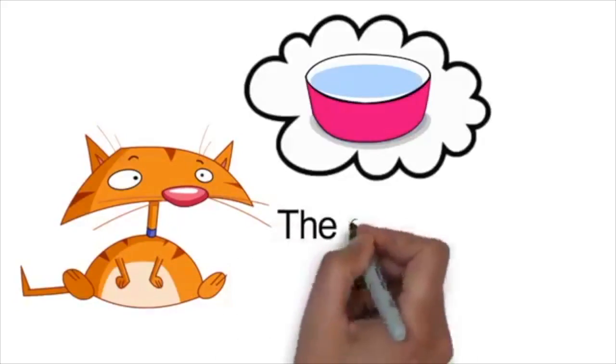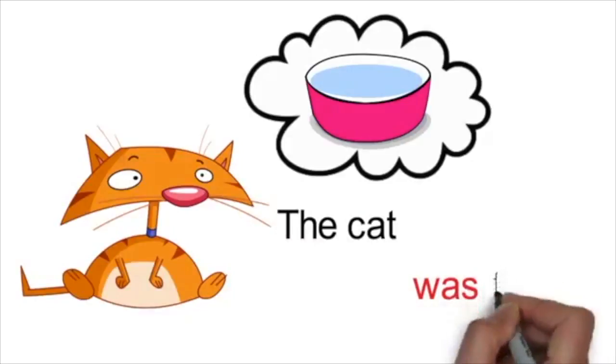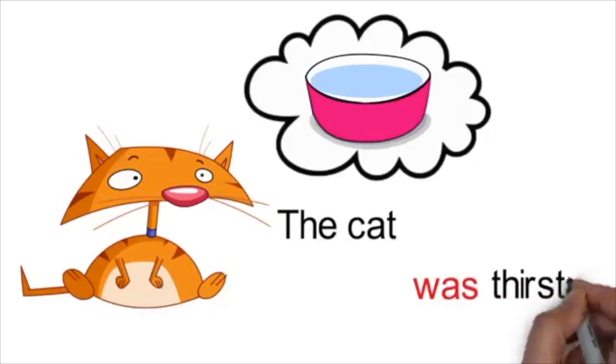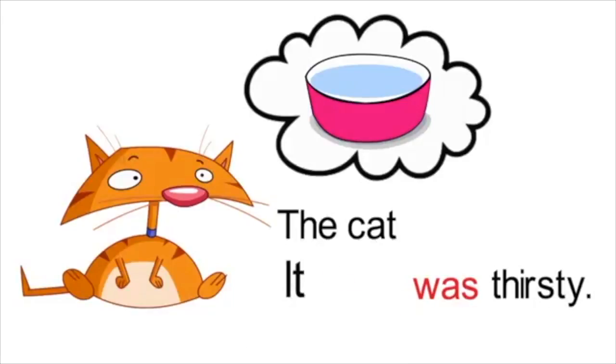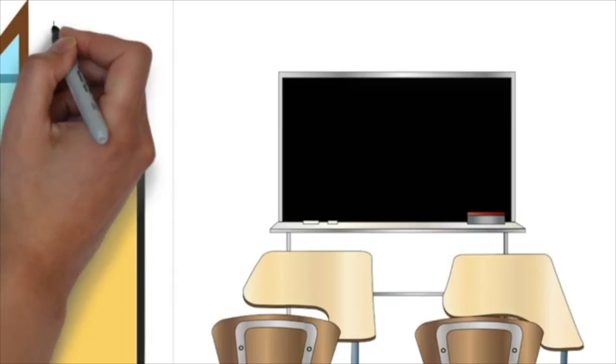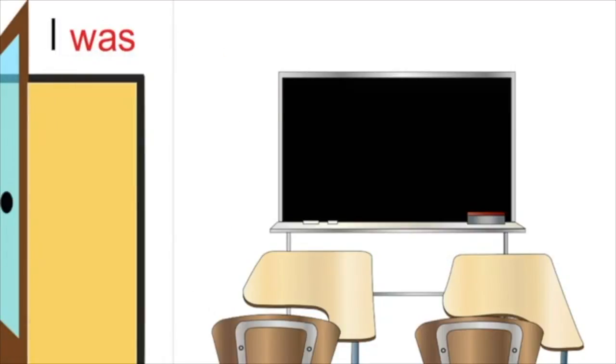In the sentence the cat was thirsty after its long walk, the pronoun for cat is it, so the matching verb form of to be in the past is was. It was thirsty after its long walk. The same is true of I. I agrees with was. I was late to class yesterday.